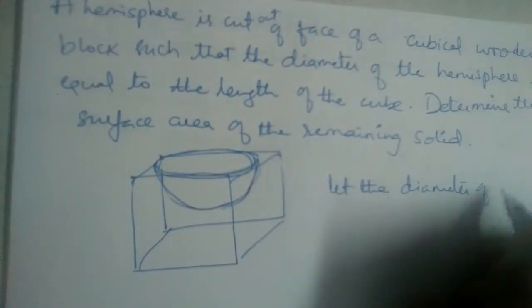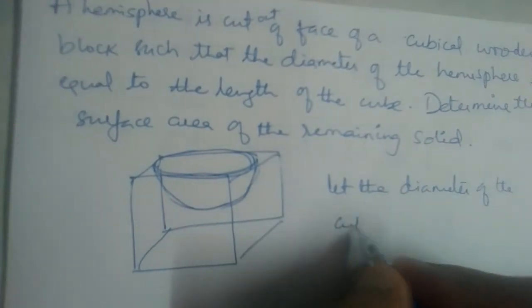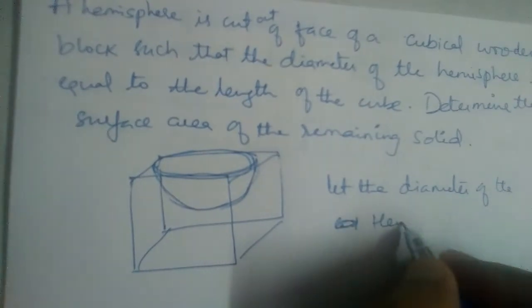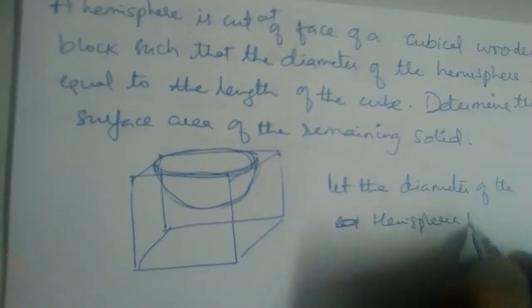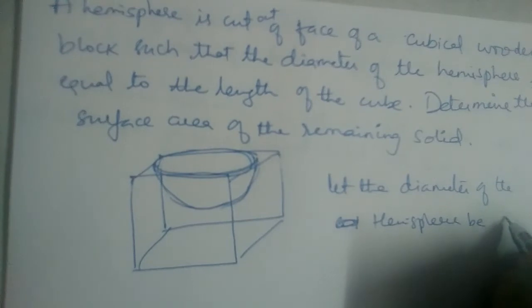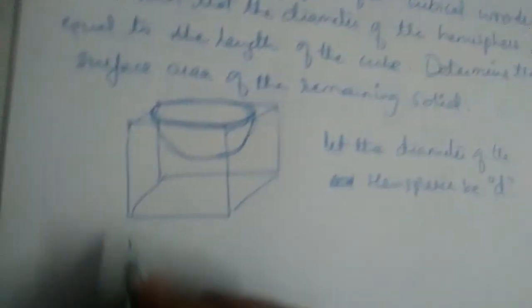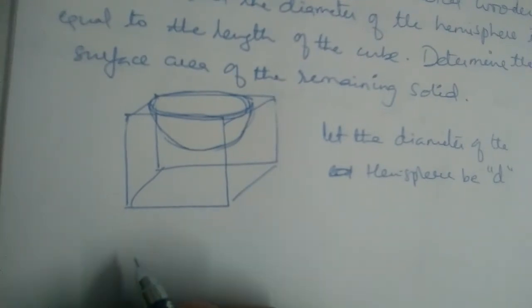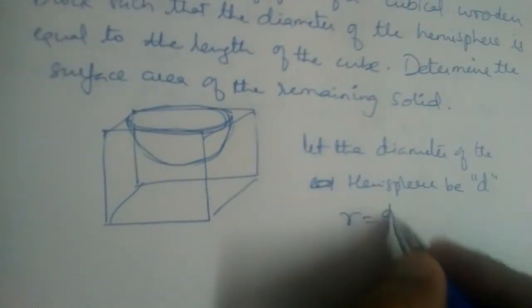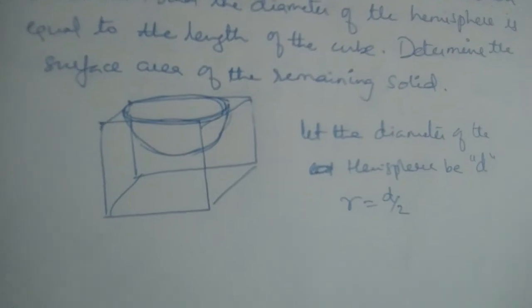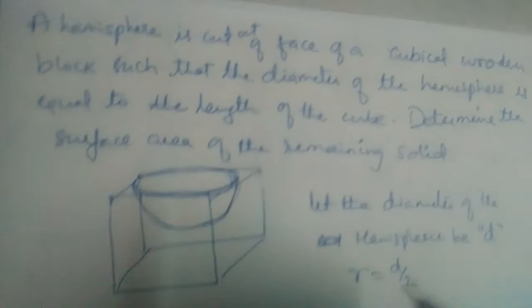Let the diameter of the hemisphere be d. Let us take d. So radius will be equal to d by 2, isn't it? Now we need to find the surface area of the remaining solid.